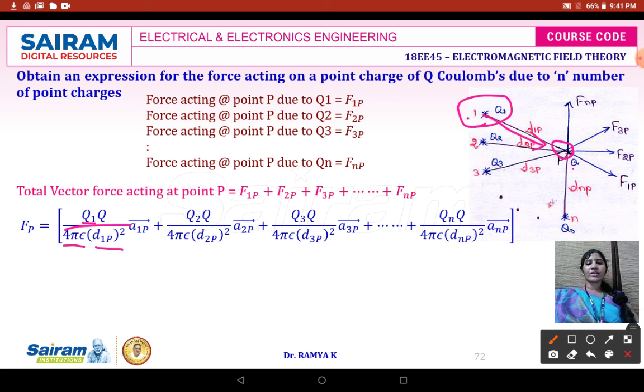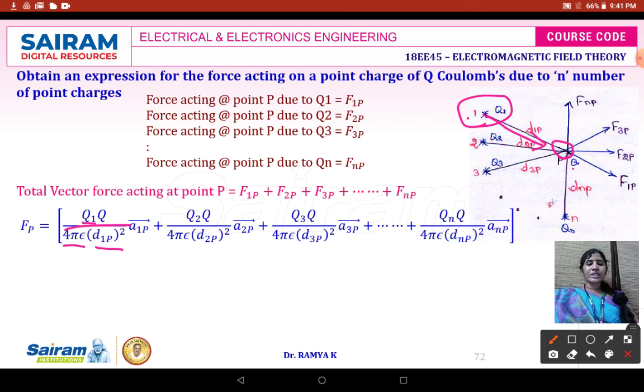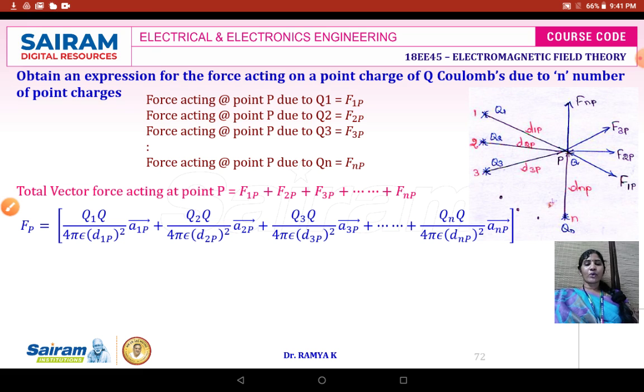So you can write it as a1p vector, plus q2. The point charge available at the second point is going to be q2, and the charge available at point P is q. So we can write it as q2 into q divided by 4 pi epsilon d2p square into a2p vector. Likewise, we need to write it for n number of point charges.